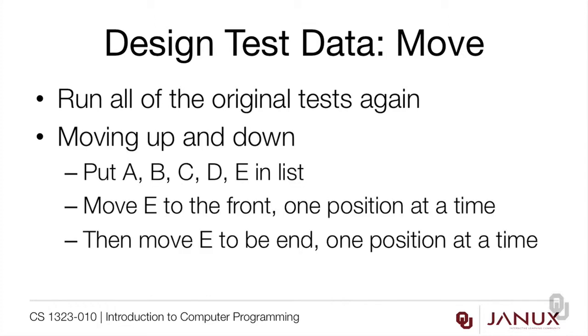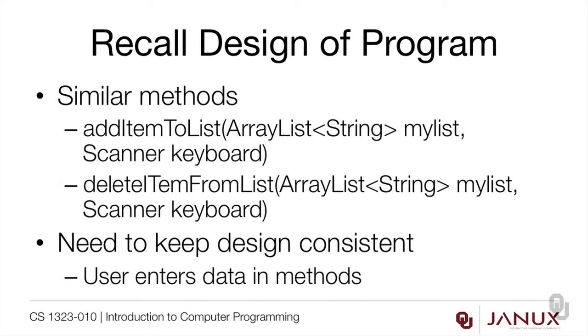Now, for moving up and down, we could do something like put A, B, C, D, E in a list. Then we could move E to the front 1 position at a time, and then move E to the end 1 position at a time. If you think about it, that will test all of the possible cases that exist. So that's a pretty easy way to test the software.